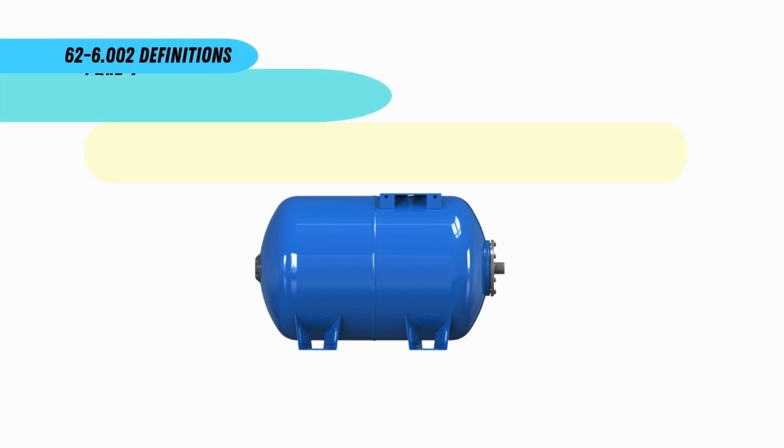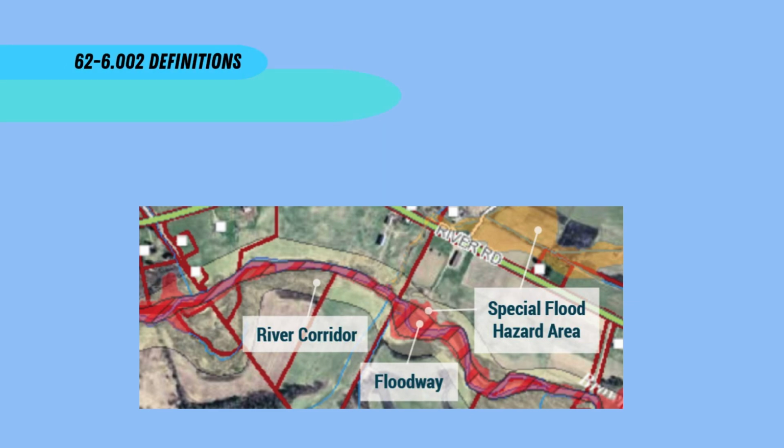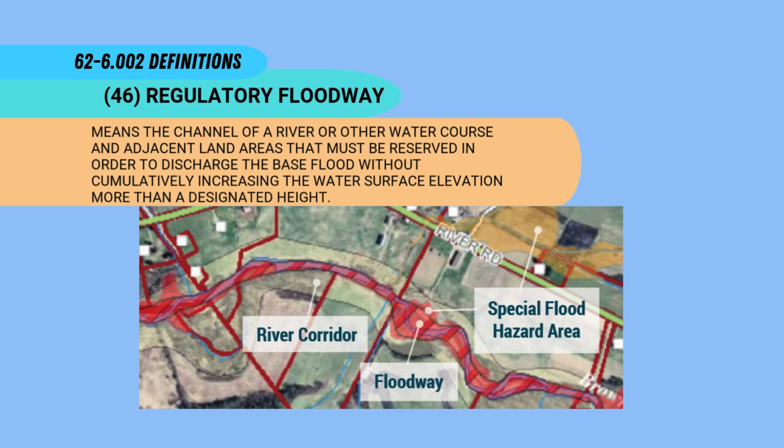45. Pump tank. A tank, or dedicated section of a multi-compartment tank used to locate a pump that is used to distribute effluent to a drain field, or other part of an on-site sewage treatment and disposal system. 46. Regulatory floodway means the channel of a river or other watercourse and adjacent land areas that must be reserved in order to discharge the base flood without cumulatively increasing the water surface elevation more than a designated height.